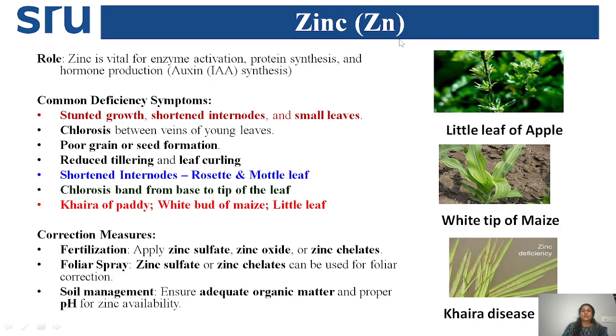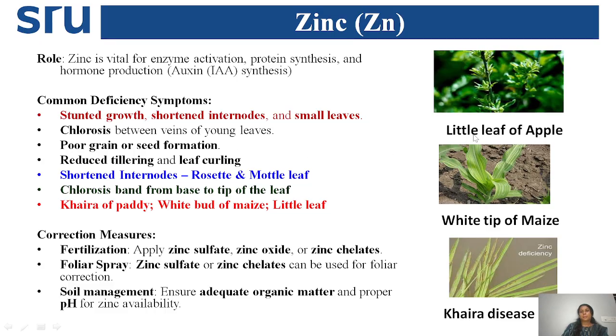Another very highly important micronutrient is zinc. Zinc is vital for enzyme activation, and zinc has a high role in the synthesis of IAA, a plant hormone. IAA is synthesized from the amino acid tryptophan, and the biosynthesis of tryptophan depends upon zinc nutrition. So zinc directly affects the vegetative growth of the leaves. In the absence of zinc, the plant leaves become very small, so we call zinc deficiency little leaf of plants.